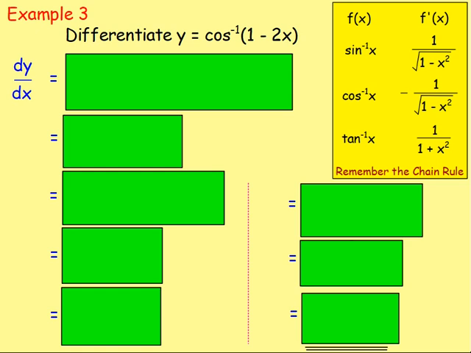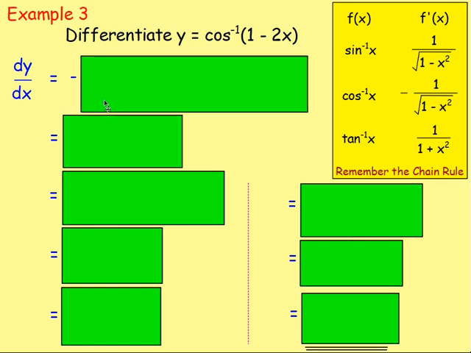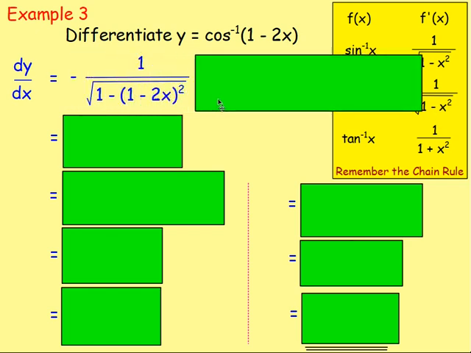Example 3, differentiate y equals cos to the minus 1 of 1 minus 2x. For this one, Vera, what are you thinking? Good, you're thinking it's cos to the minus 1, so if I differentiate that, I get negative 1 over the square root of 1 minus x squared. But instead of cos to the minus 1 of x, I've got cos to the minus 1 of 1 minus 2x. So in here in the derivative, I replace the x with 1 minus 2x. So that would give me negative 1 over the square root of 1 minus, and then in brackets 1 minus 2x squared. You're just replacing this x, as I said, with 1 minus 2x squared.